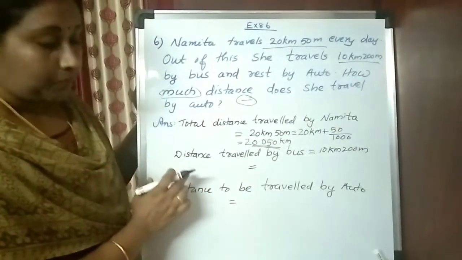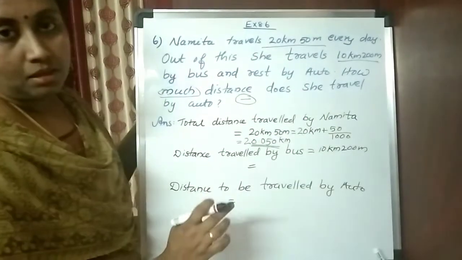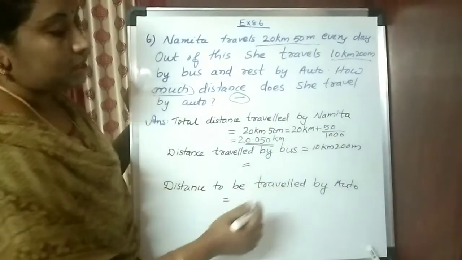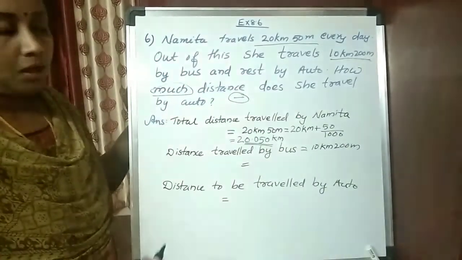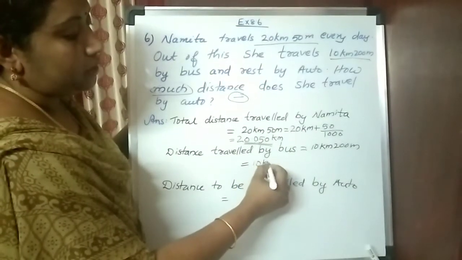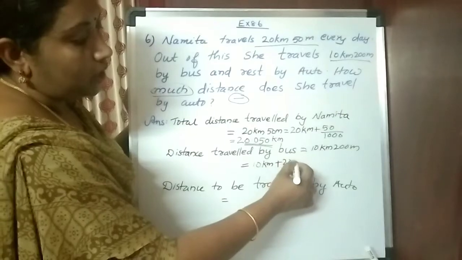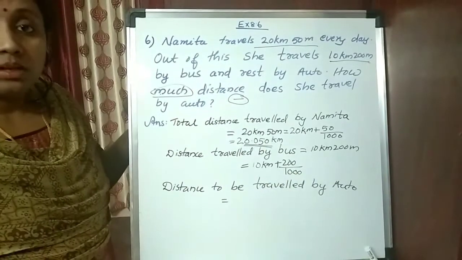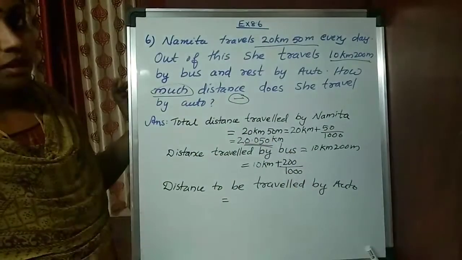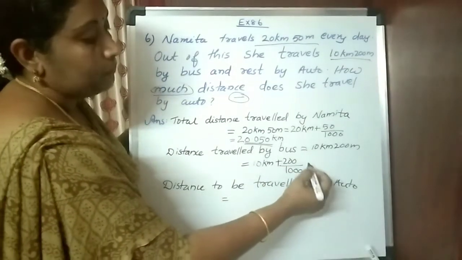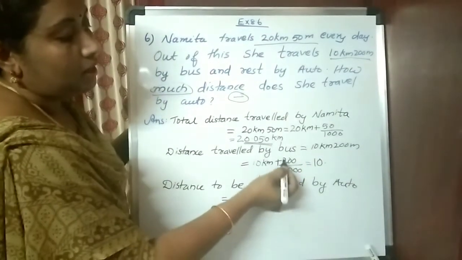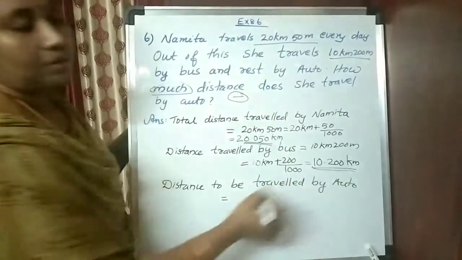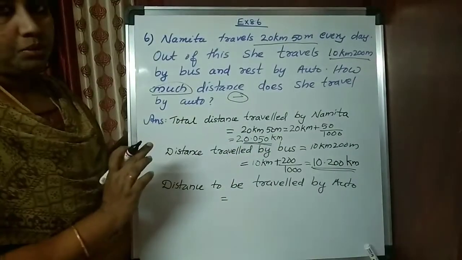Then what is your next step? Distance traveled by bus. That is 10 kilometer, 200 meter. Here also 200 meter is there. So you convert that meter into kilometer. That means 10 kilometer plus 200 by 1000. Here you listen. Denominator how many zeros? 3 zeros. Numerator also 3 digits are there. So you simply put one dot and write. That means 10 is the whole number part. 200. Simply you write the numerator, that much kilometer. Okay. These are the two numbers.